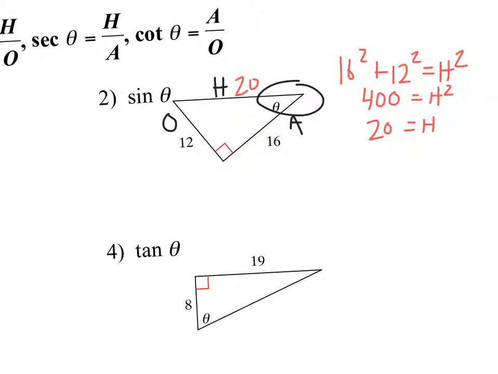All right, sine is opposite over hypotenuse, so in this case is going to be 12 over 20. Or if you'd like to reduce that, that comes out to be 6 over 10, or 3 over 5.